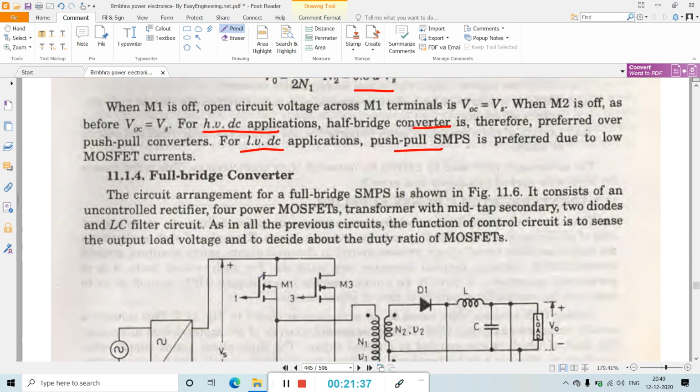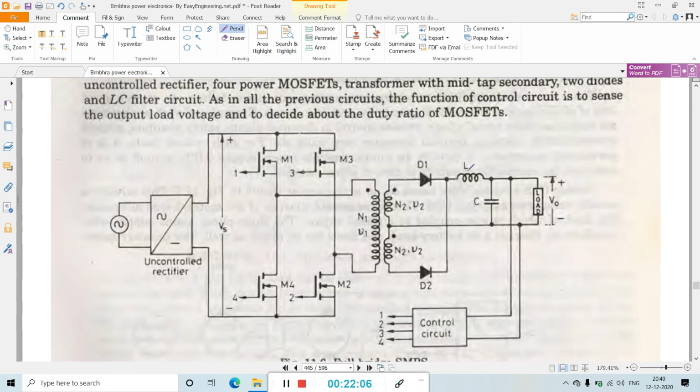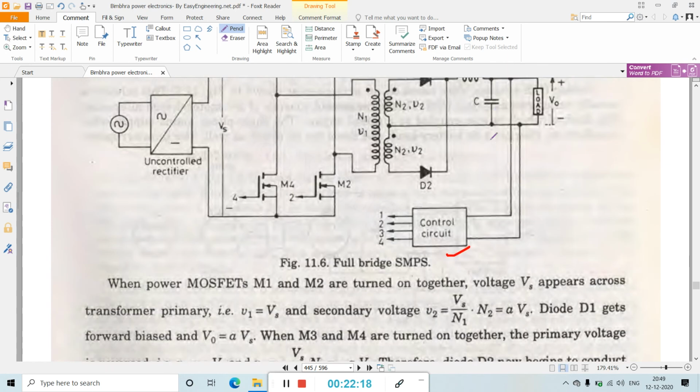And the last category is the full bridge converter. In the full bridge converter circuit, see the capacitors are omitted here and 4 MOSFETs are connected in bridge form. It consists of uncontrolled rectifier, 4 MOSFETs, transformer with mid tap in the secondary winding, 2 diodes D1 and D2, LC filter circuit components and load. In each circuit, a control circuit is there. This is the control circuit. The function of control circuit is to sense the output load voltage and to decide about the duty ratio of MOSFET.